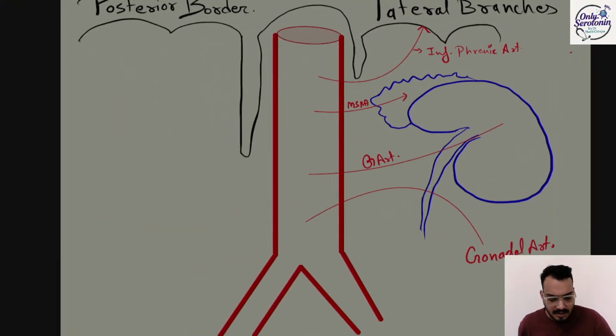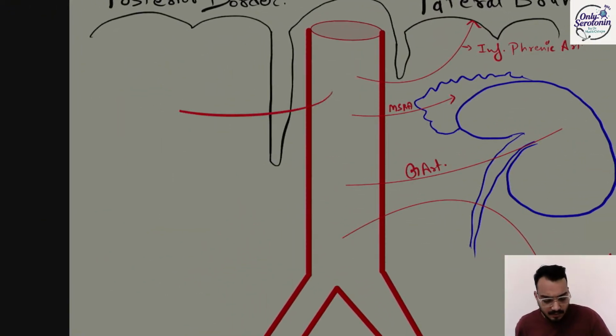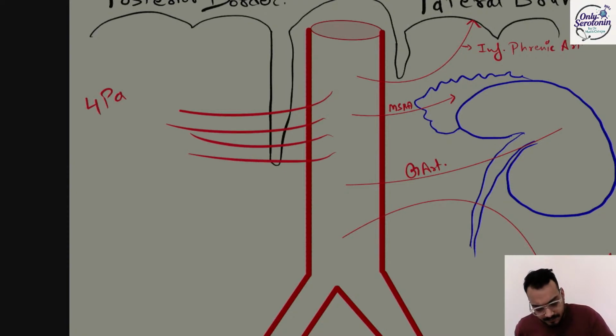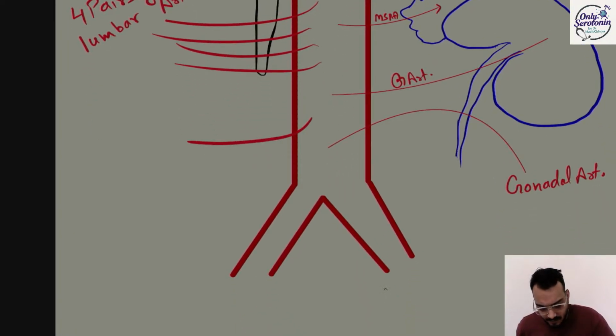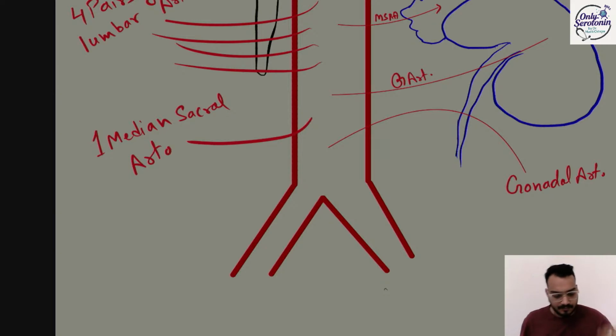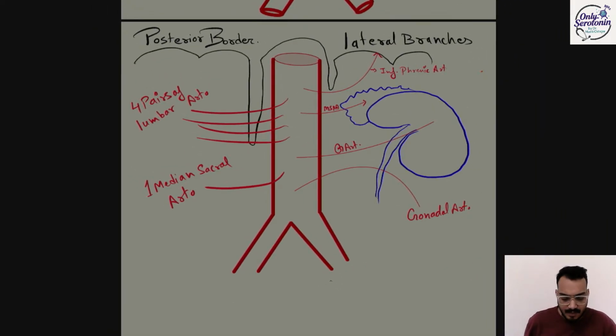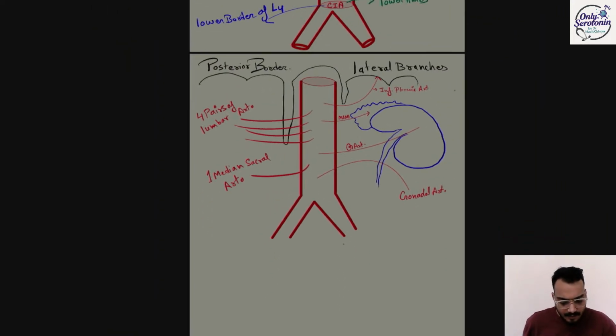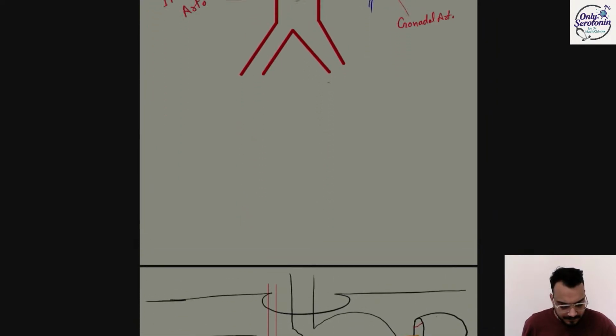These are my lateral branches. What about the posterior branch, guys? On the posterior side, I am having four pairs of lumbar arteries, and one is your median sacral artery. So I am having four pairs of lumbar arteries as well as one pair of median sacral artery.